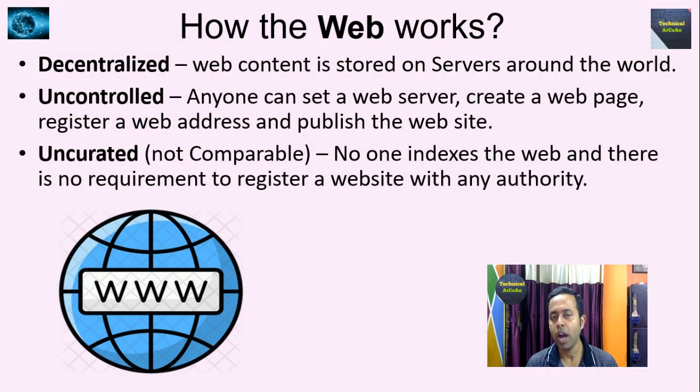Now we talk about how the web works. Decentralized: web content is stored on servers around the world, right? Uncontrolled: anyone can set up a web server, create a web page, register a web address and publish the website, okay? Uncurated means not comparable. No one indexes the web and there is no requirement to register a website with any authority, right?